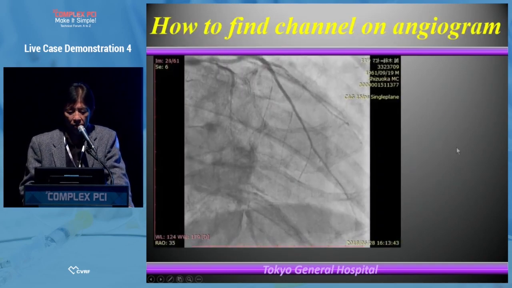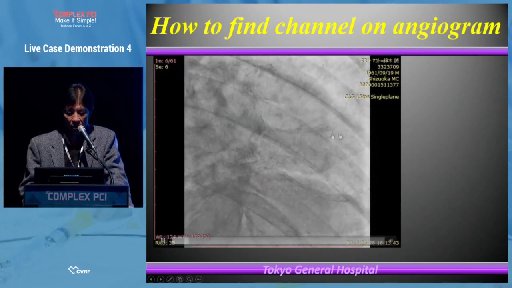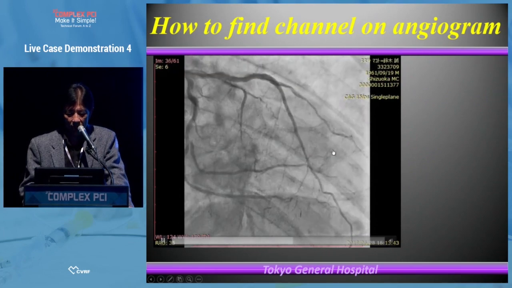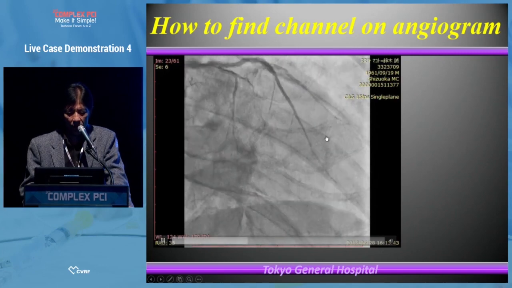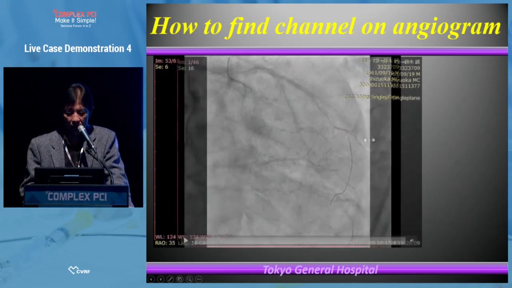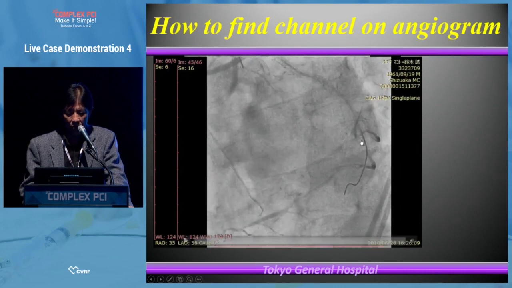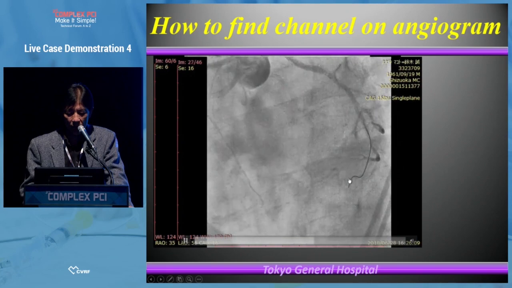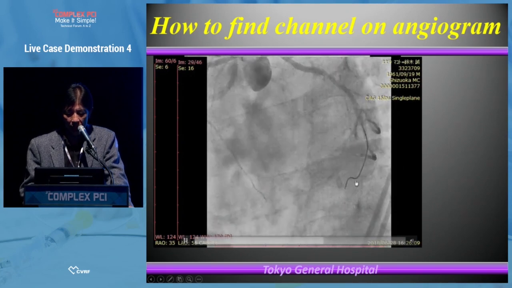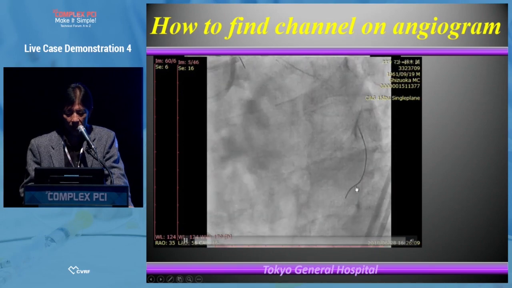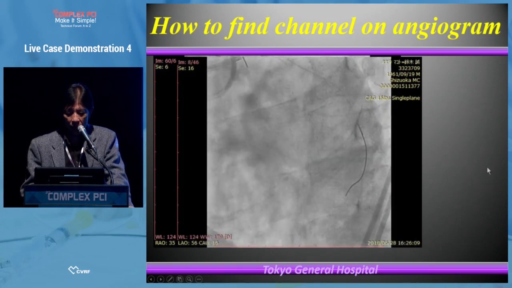And how to find the appropriate collateral channel. This is a right coronary CTO. It looks like the collateral came from the septal channel. However, if you read carefully, the collateral did not come from the septal channel. First of all, another channel came from the atrial channel. As you can see, this is a spider view. It looks like a nice view. However, it is very difficult to read the anatomy of the collateral channel.